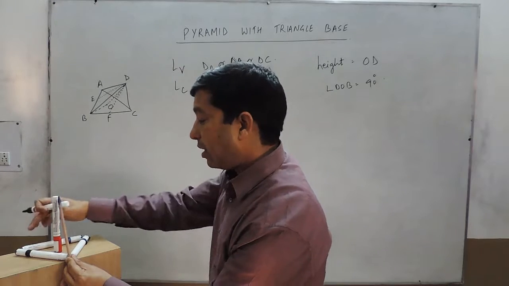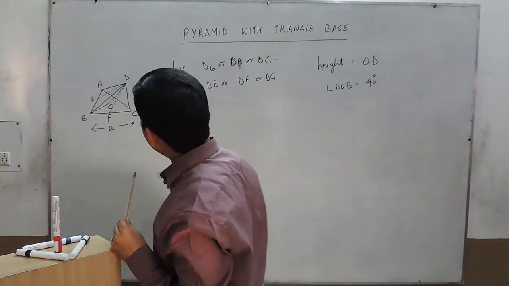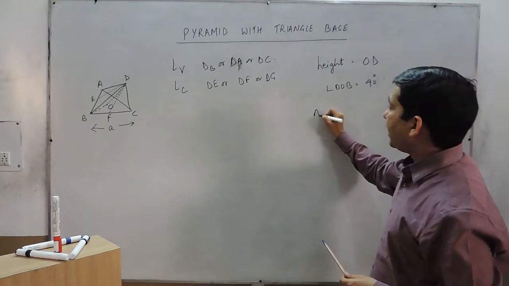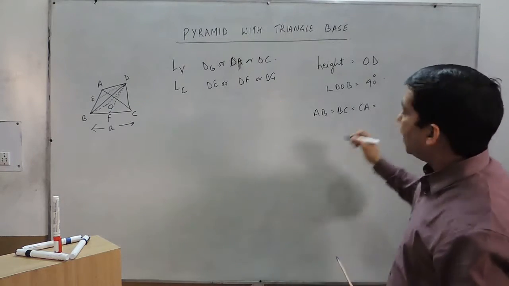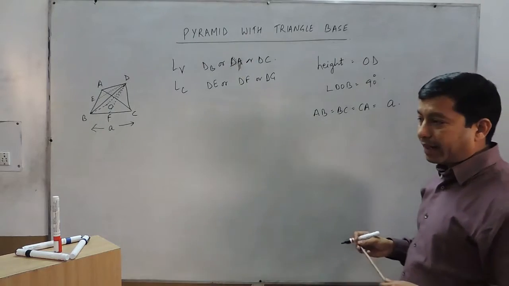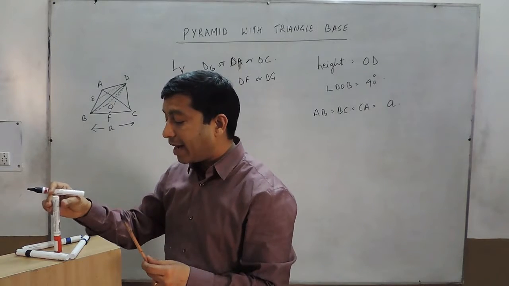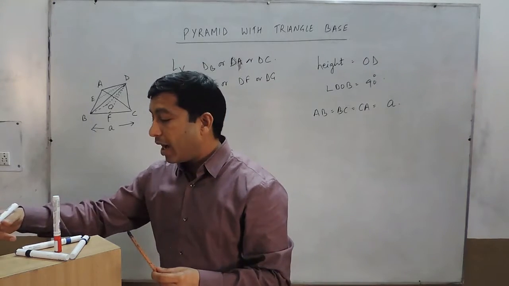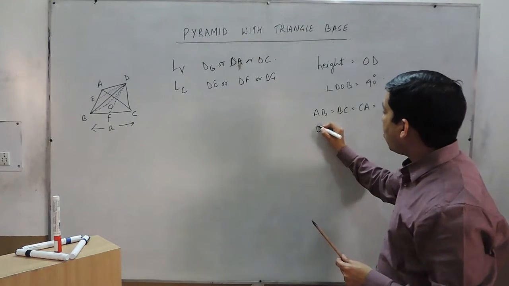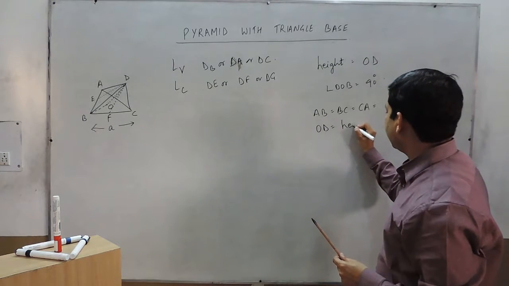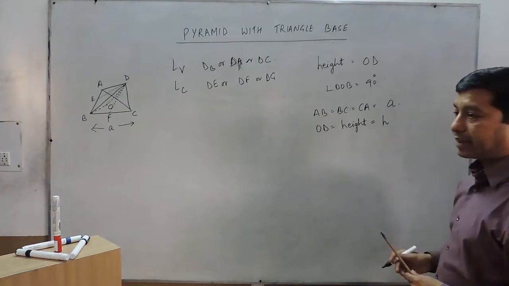Now, if the length of the side is given as A, we can say the lengths AB, BC and CA are all equal, and this is written as the side A. The height, I told you, is not mandatory to be equal to the length of the side. It can be higher or lower. So we are taking the height OD equal to H. This is considered the height of the pyramid and it is known as H.